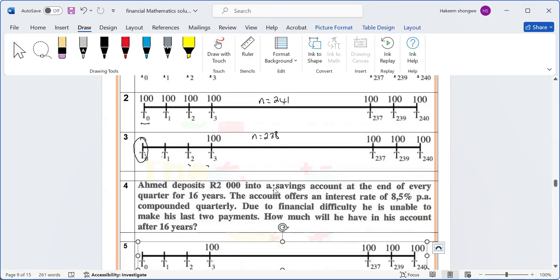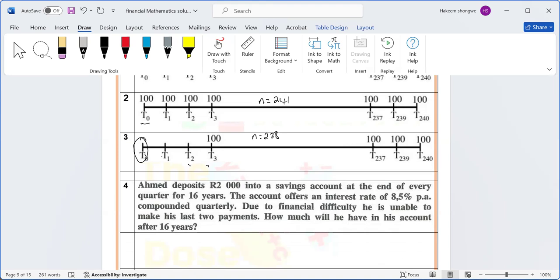Okay, let's look at this one then. Deposit 2,000 into a savings account. Let's represent this on the timeline. How would it look on the timeline?